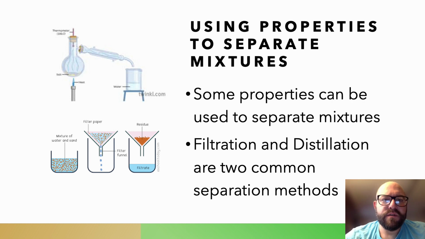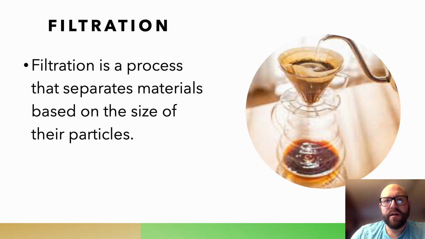You can also use the properties to separate mixtures. Filtration and distillation are two common separation methods. Filtration is the process that separates materials based on the size of their particles. One of my favorite uses of filtration is making coffee. You may already be familiar with this process. Hot water is mixed with coffee grounds, where the coloring and caffeine are diluted into the water. Then the coffee filter stops the grounds from going into the pot, but allows the life-saving deliciousness to flow through.